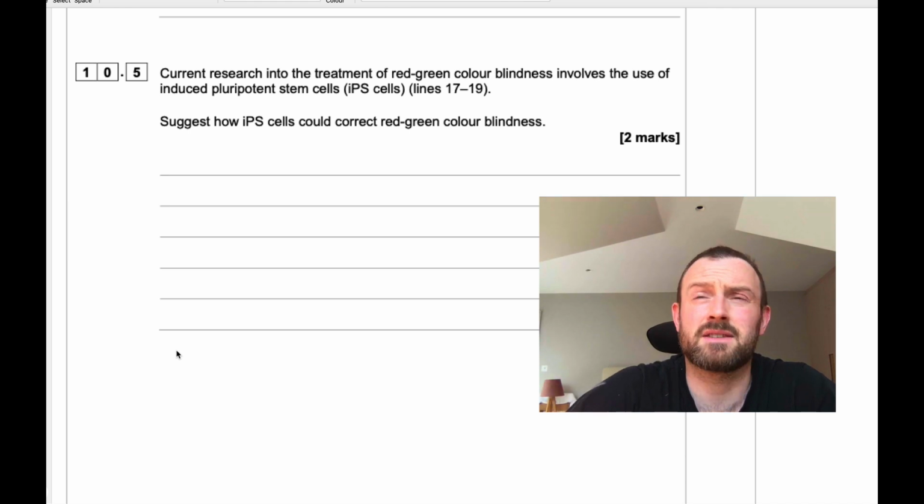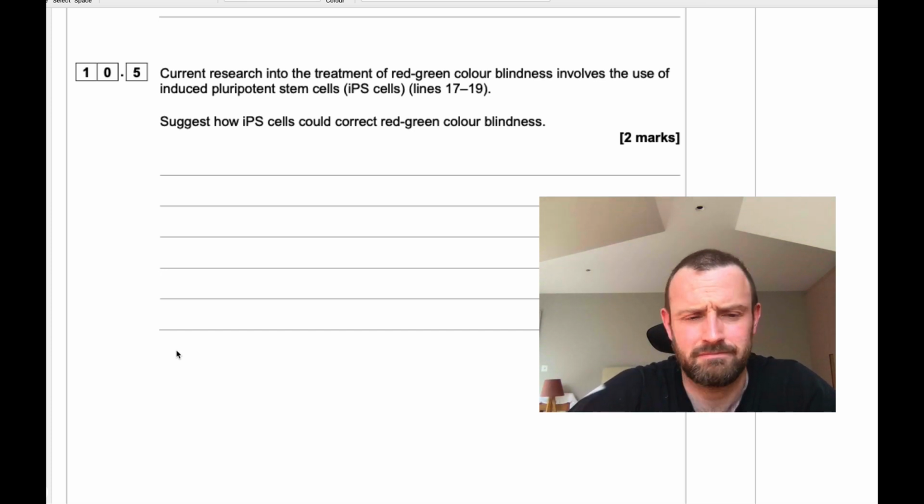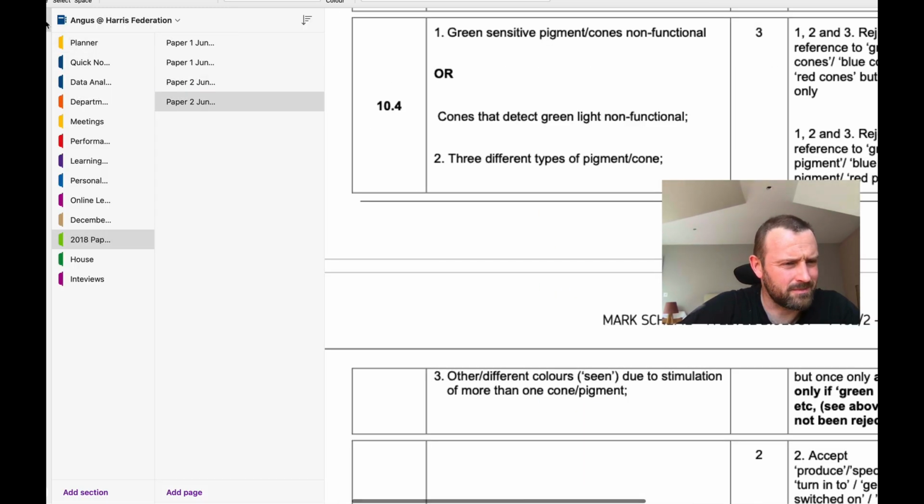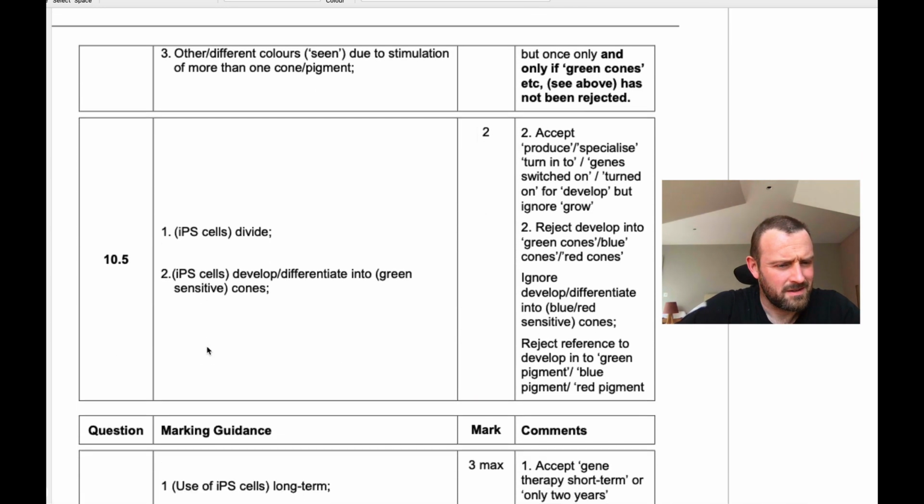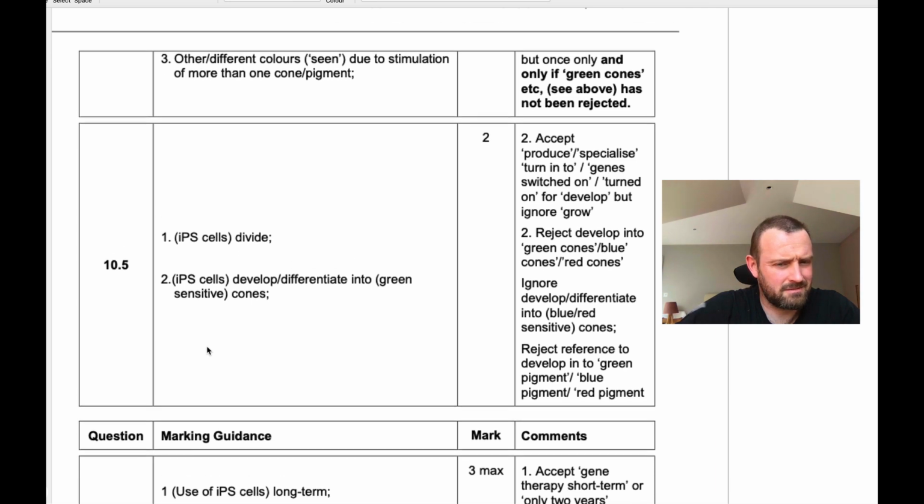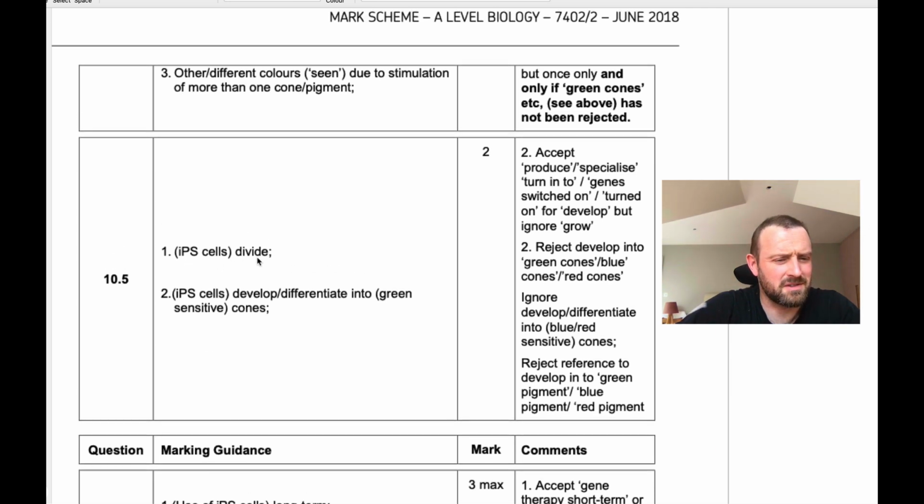Okay, well, iPSCs could, if they're injected into the back of the eye, differentiate into rod cells and cone cells to replace defective cone cells. Now, I think they would have to be engineered. Yeah, okay, so that's right. iPS cells divide and differentiate into cone cells.